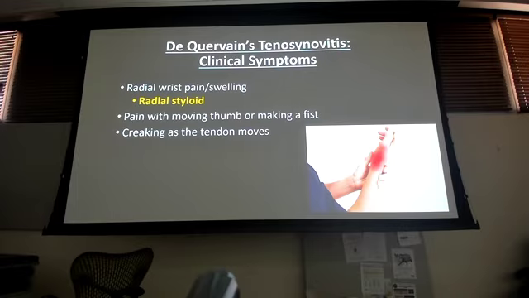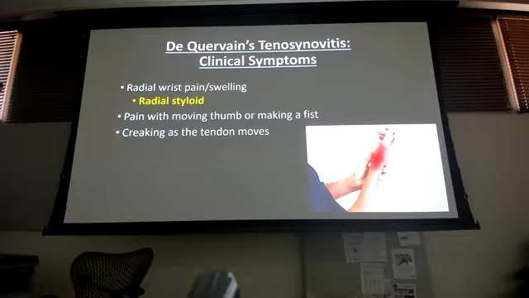Okay. Radial sided wrist pain and/or swelling. Very commonly, the swelling is intermittent. It kind of comes and goes. They may have a direct tenderness over the radial styloid, but not the snuff box, the anatomic snuff box. Okay, if it's bad enough, they'll hurt everywhere. I get it. But again, it tends to be more radial styloid.